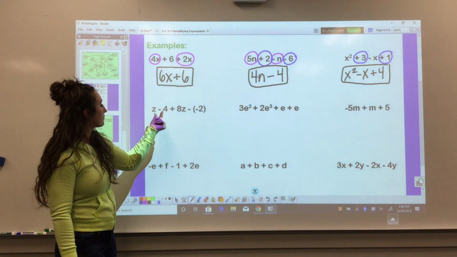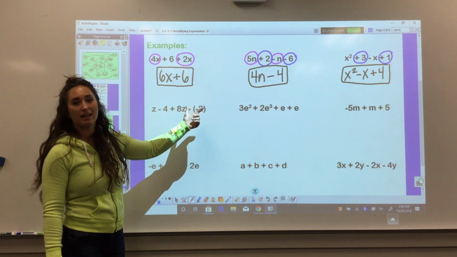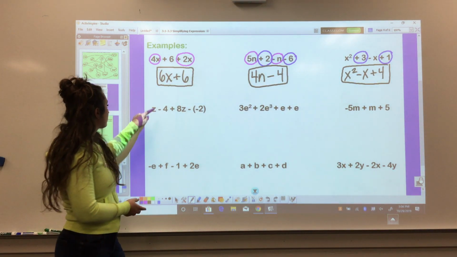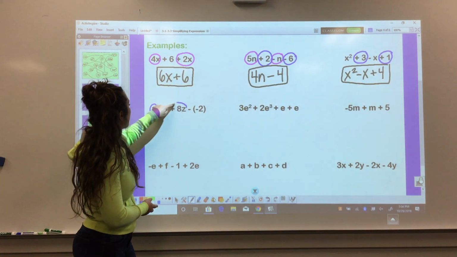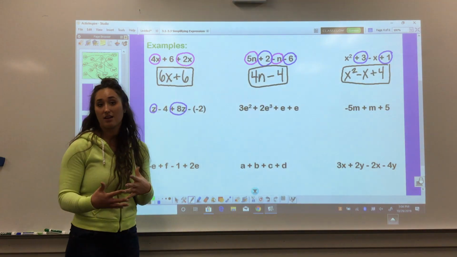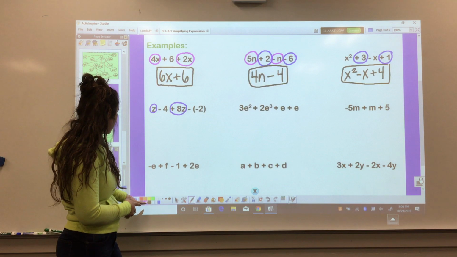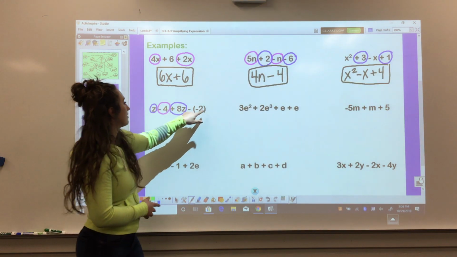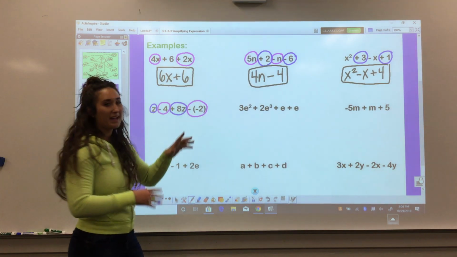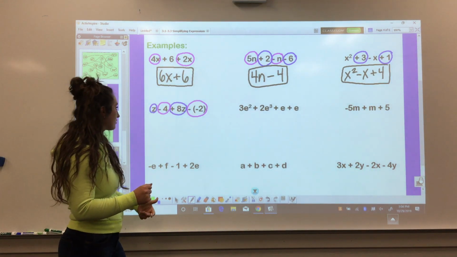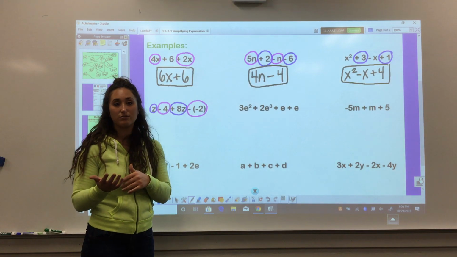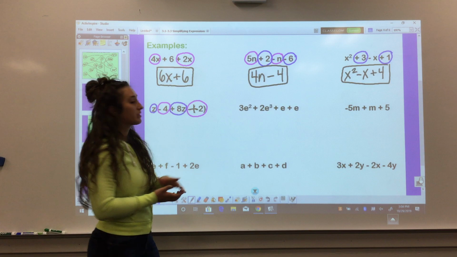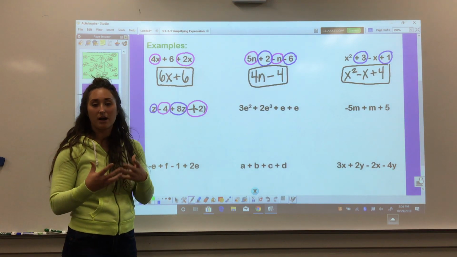z minus 4 plus 8z minus negative 2. So right off the bat, that should be kind of a red flag there. So z and 8z are alike. And so are negative 4 and minus negative 2. So hopefully you remember that minus negative 2 is the same as plus positive 2. So we can really just make that a plus 2, a positive 2.